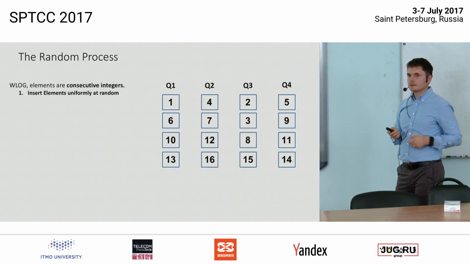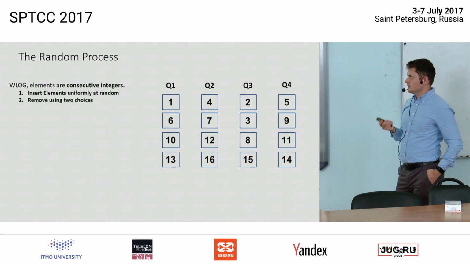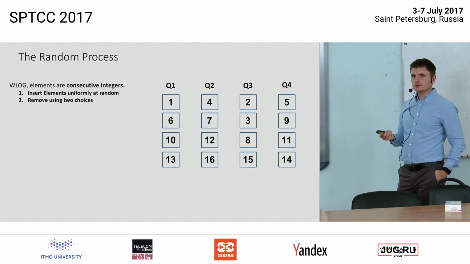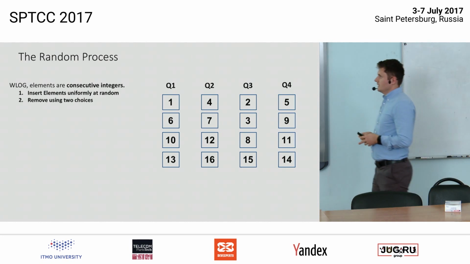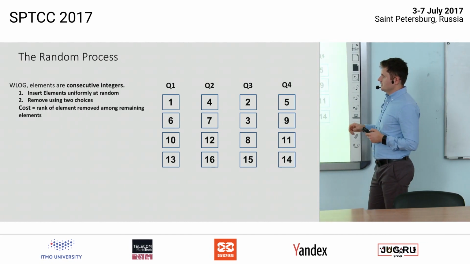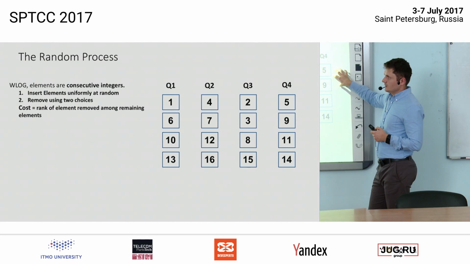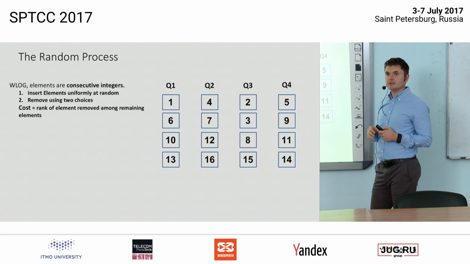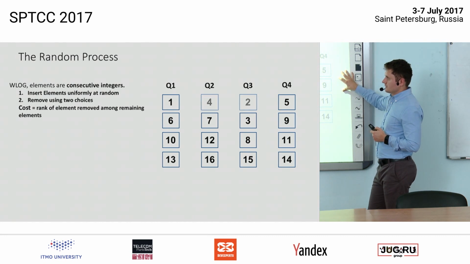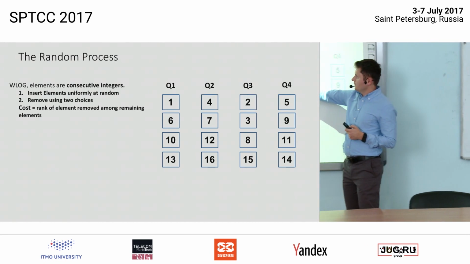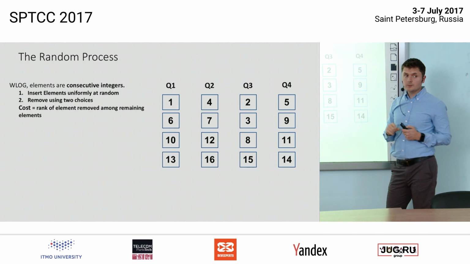All right. So then, whenever I remove something, I'm going to use this kind of two-choice property sequentially to do it. So imagine that my two choices are, and the cost I pay at a step is going to be the rank of the element I remove among all of the remaining elements. Just to give you an example, imagine my two choices are 4 and 2. I remove an element.